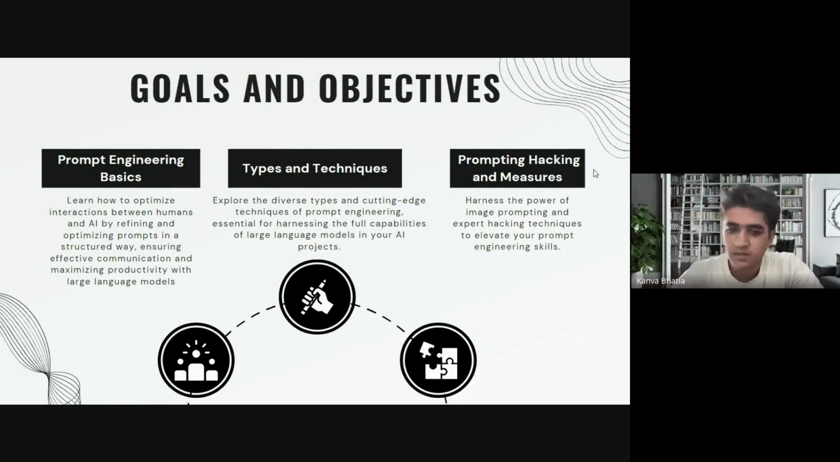So this session will be split into three parts. The first one being the basics of prompt engineering, like how to best optimize a prompt to get the best result out of an LLM. Next, we'll study different types and techniques which could be used in different use cases. For example, for summary generation, there's a different technique of prompt engineering. Also, we'll be learning about prompt hacking and different measures by which we can avoid those hacks.